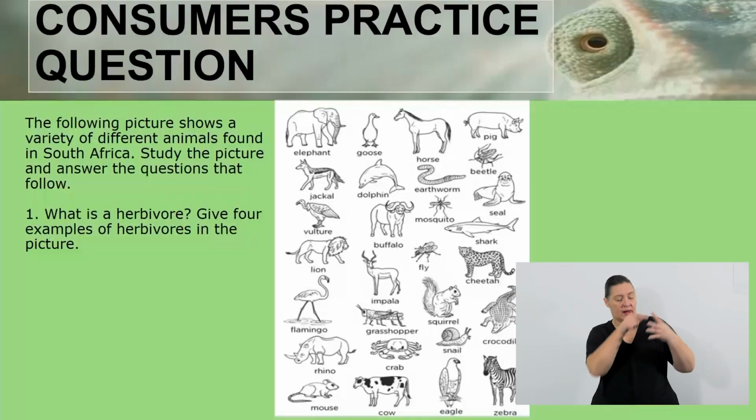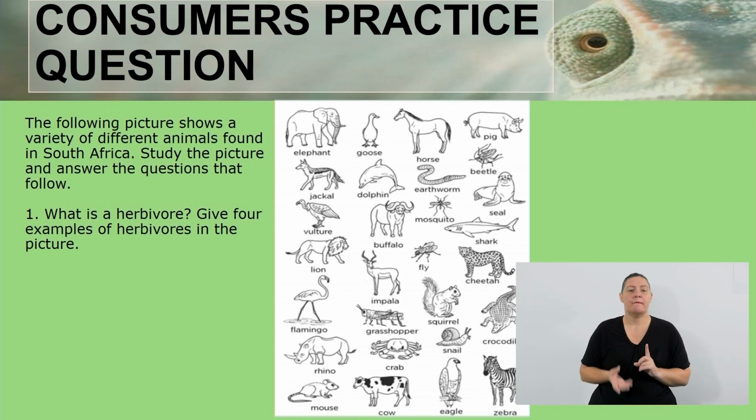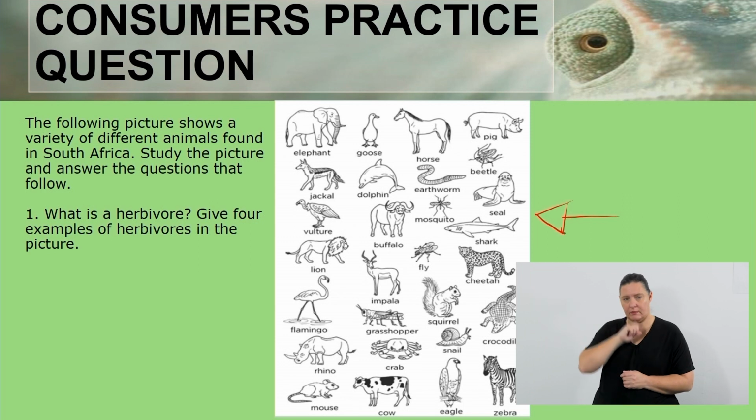Today's topic is feeding relationships, and we are going to look at some practice activities under this topic. So our first question says, the following picture shows a variety of different animals found in South Africa. Study the picture and answer the questions that follow. So this is the picture that we need to take a close look at.